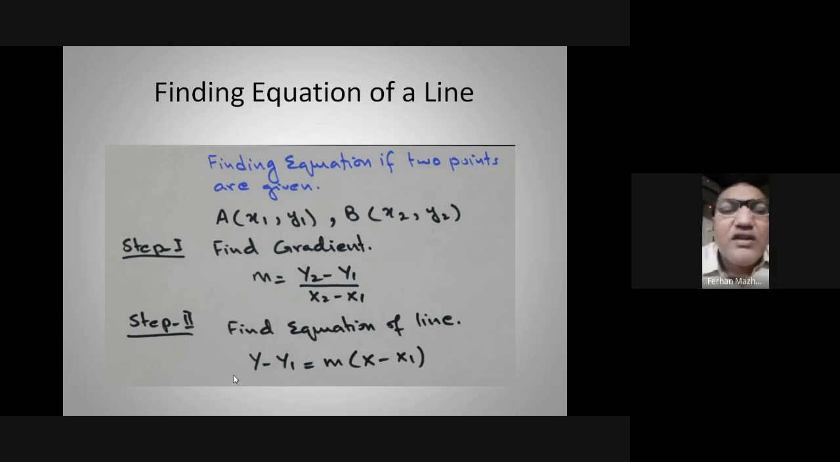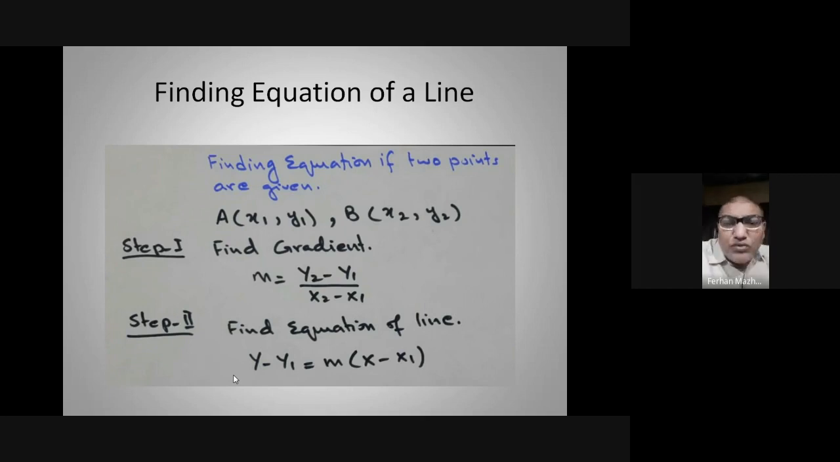There are 2 steps involved in this process. First of all, we will find out the gradient. So in the first step, you will find out the gradient of that line. Gradient is represented with m, and the formula for m will be y2 minus y1 divided by x2 minus x1.